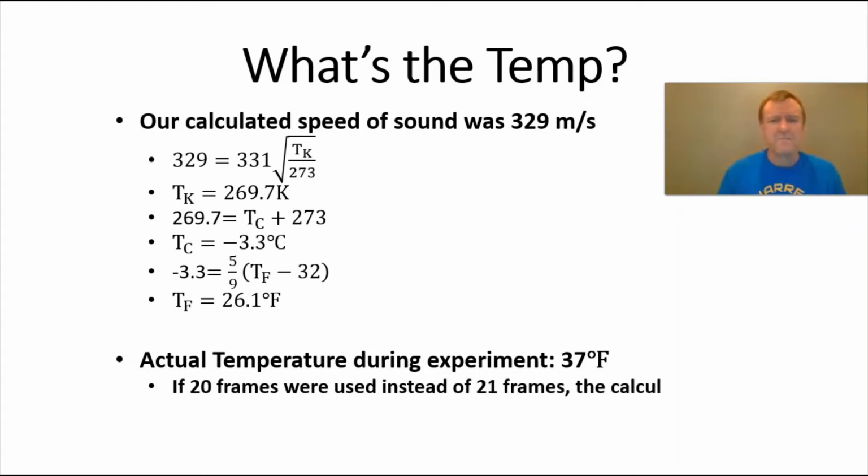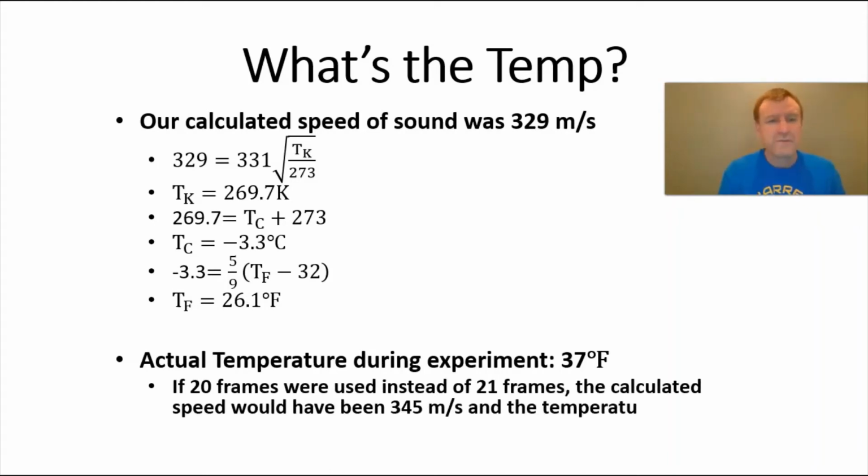However, if we use 20 frames instead of 21, just one frame different, 1/60th of a second different, look at the difference it makes. The speed would have been 345 instead of 329. Our temperature would have been a nice 74 degrees instead of 26. So there's the limitation of even 60 frames per second. A camera with a higher frame rate, or shutter speed, you could probably get that a little bit better.